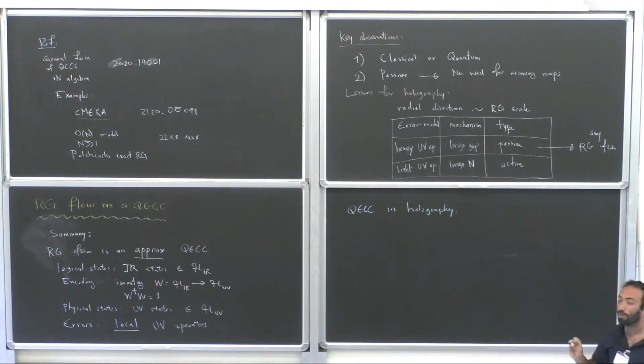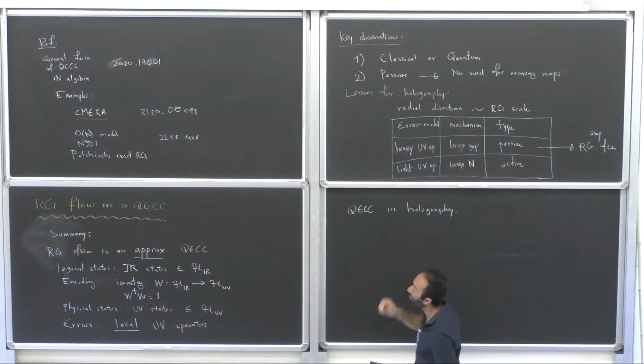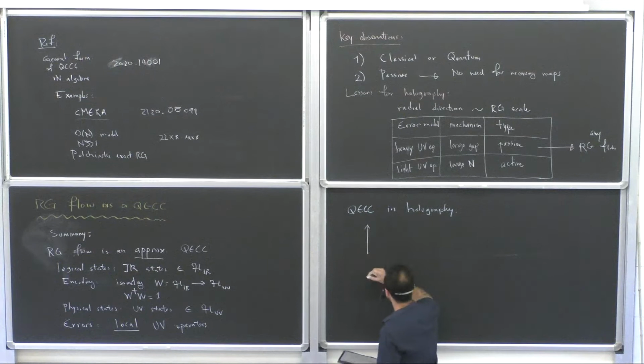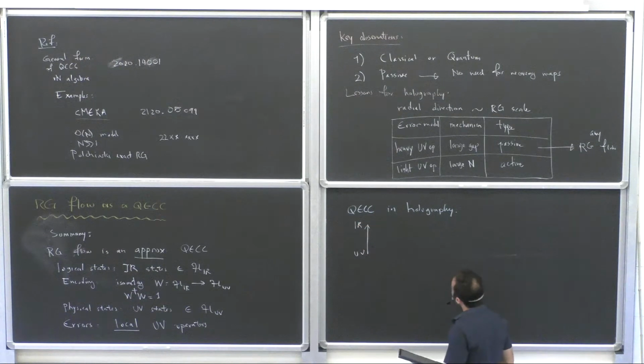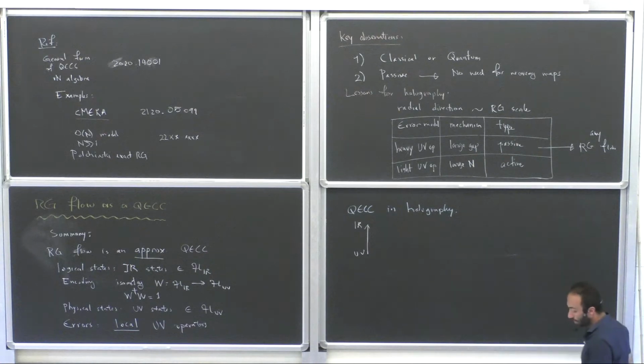And I have to apologize, I might not actually mention everyone. A lot of people have contributed to this discussion of quantum error correction in holography. I'll try to cite people whenever I remember. But of course, I'm reviewing a lot of work done by brilliant physicists, some of whom are here. Okay, so quantum error correction code in holography.